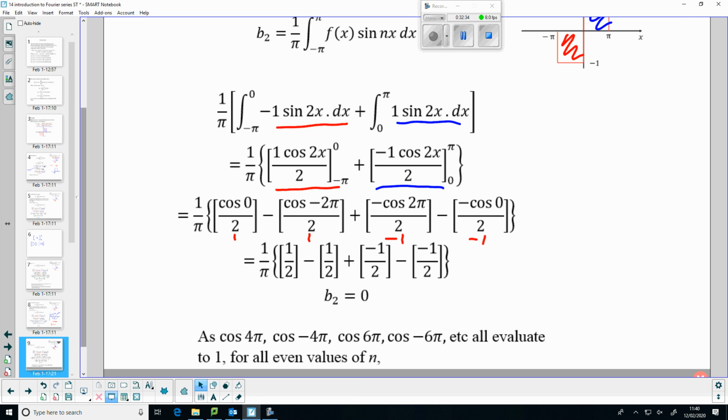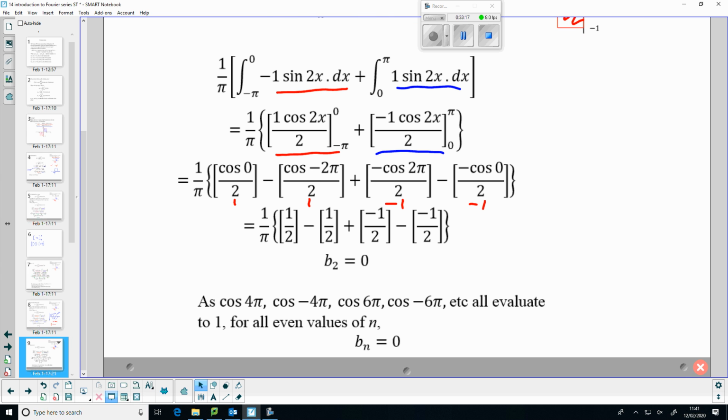And again, if we look at these terms on the top here, if n becomes 4, 6, or 8, any even term, they're all going to cancel out and end up with 0. Because cosine of 4 pi, cosine of minus 4 pi, cosine of 6 pi, cosine of minus 6 pi, etc., all evaluate to 1 for all even values of n. So they're all going to cancel each other out. So from that we can say there are no even harmonics.